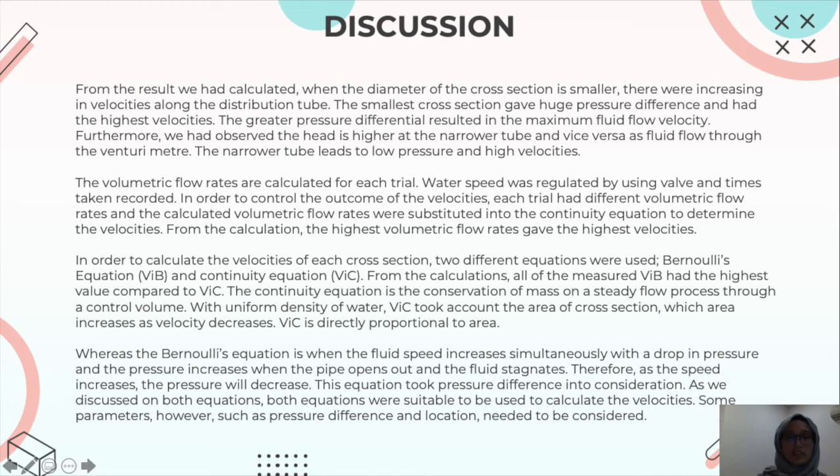To calculate the velocities of every cross-section, Bernoulli's equation and the continuity equation are used. All of the measured Bernoulli's equation values were the highest compared to the continuity equation. With uniform density of water, the continuity equation takes into account the area of cross-section, where the velocity decreases when area increases. Velocity in the continuity equation is inversely proportional to the area. Hence, the pressure will decrease when the speed increases. Both equations were suitable to be used to calculate the velocities. However, some parameters such as pressure difference and location are taken into consideration.